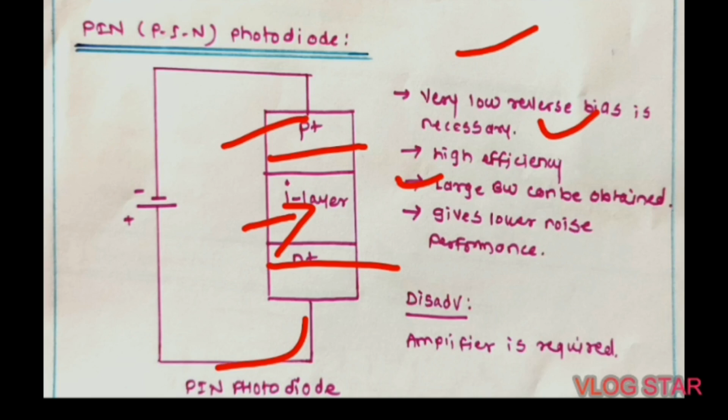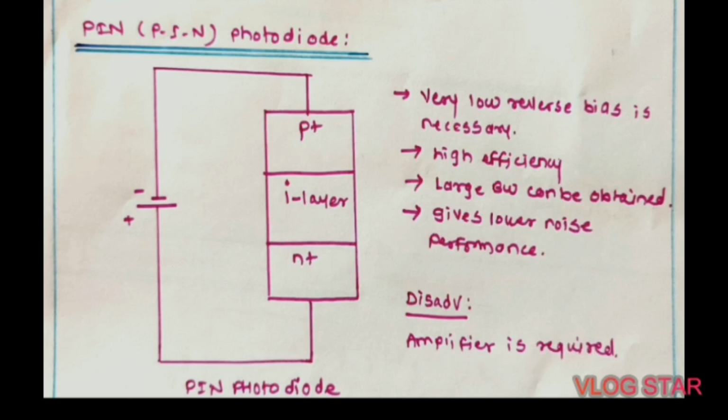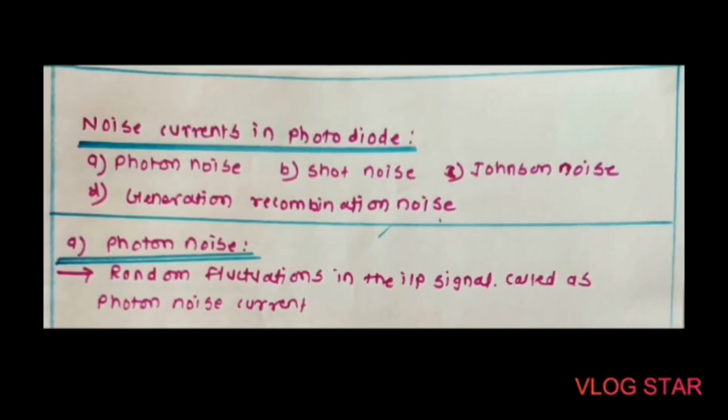Third, a large bandwidth can be obtained with the PIN photodiode. And last, it gives lower noise performance. But this PIN photodiode has one disadvantage also. The only disadvantage is that the photodiode doesn't give amplification action. So in many cases an amplifier is required for this PIN photodiode.